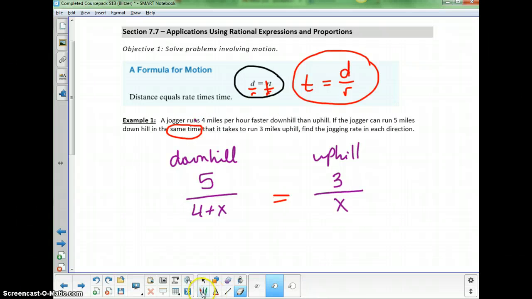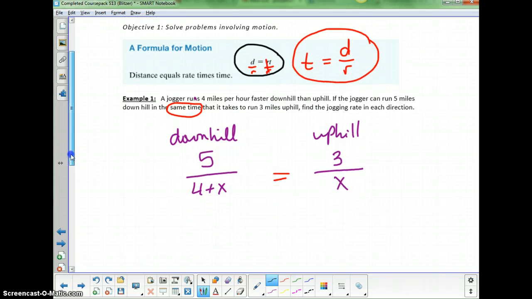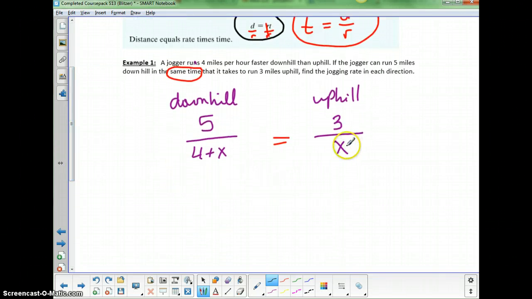Now we're ready to solve it. We're going to multiply both sides by the common denominator. The common denominator in this case is x times (4 plus x), because this is a binomial. It's not the same as this monomial, so I'm going to need both of them. So we multiply by x times (4 plus x) on both sides, distributing it to both sides.